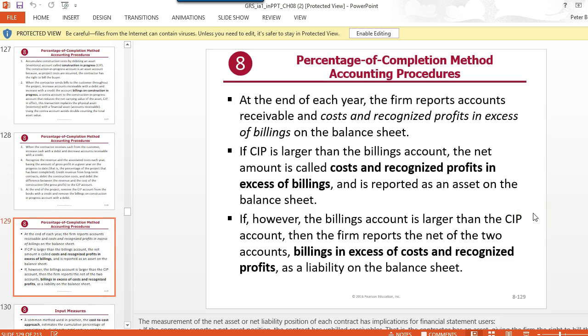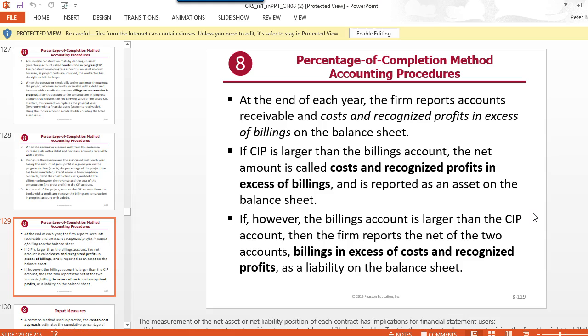At the end of each year, the firm reports accounts receivable and costs and recognized profits in excess of billings on the balance sheet. If the CIP account is larger than the billings account, the net amount is called costs and recognized profits in excess of billings and is reported as an asset on the balance sheet.